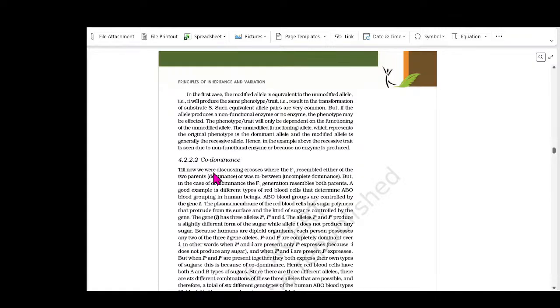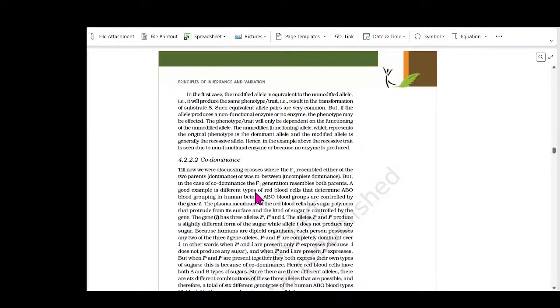Let's go ahead and move to the topic 4.2.2.2, codominance. Till now, we were discussing crosses where the F1 resembled either of the two parents, dominance, or was in between, incomplete dominance. But in the case of codominance, the F1 generation resembles both the parents.